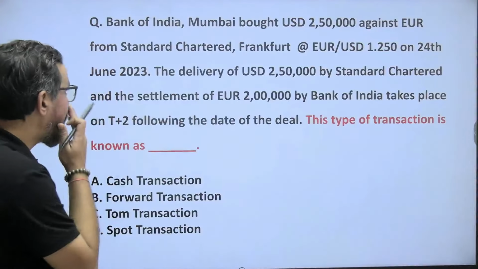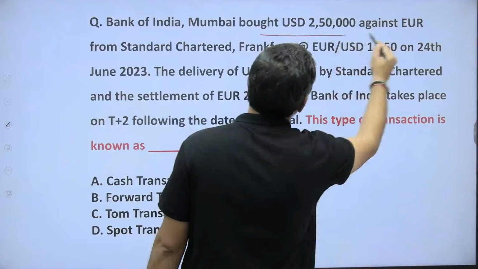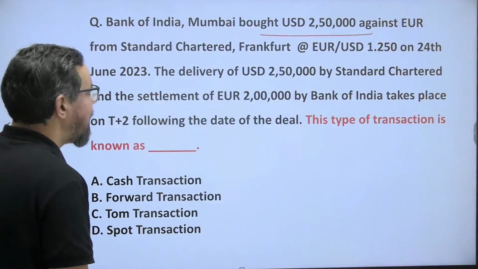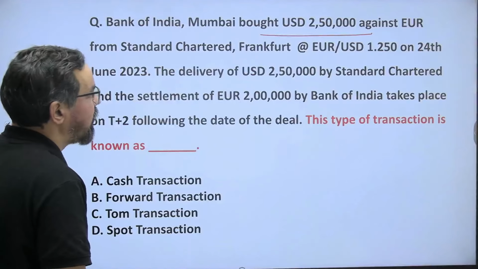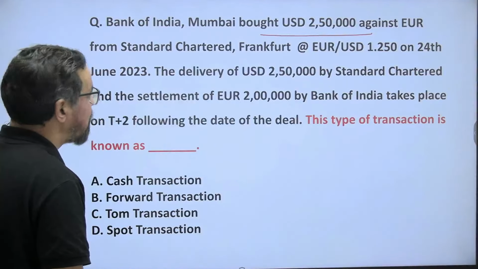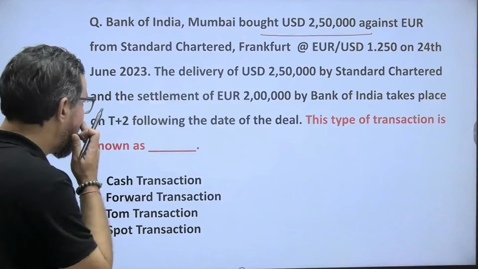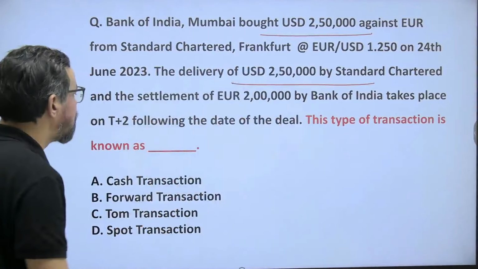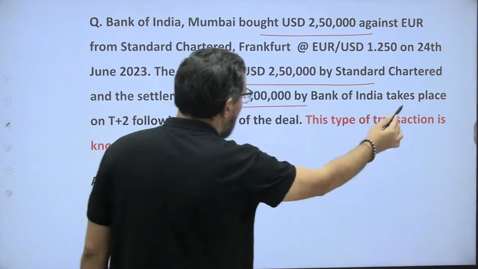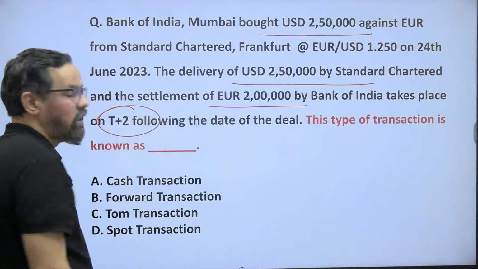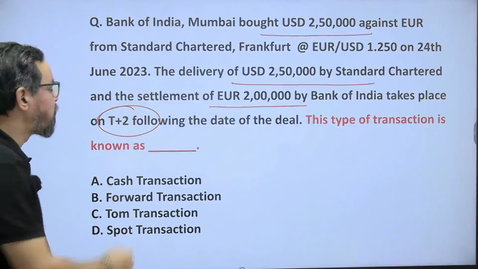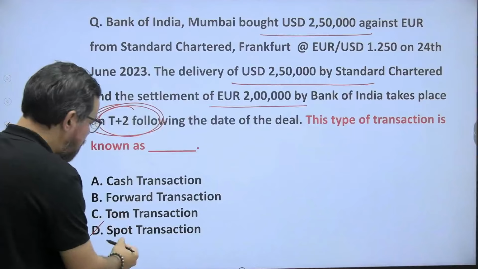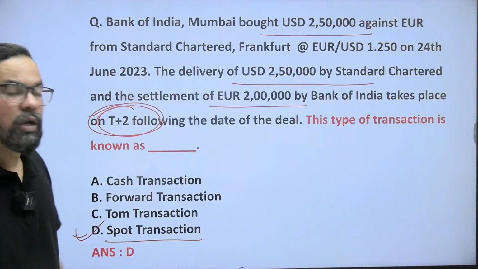Next one, Bank of India, Mumbai bought 250,000 US dollars against euro from Standard Chartered Frankfurt at euro USD 1.2550 on 24th June 23. The delivery of 250,000 US dollars by Standard Chartered on the settlement by the bank takes place on T plus 2. You do not have to study the entire story itself. If settlement took place on T plus 2, it is a spot transaction.